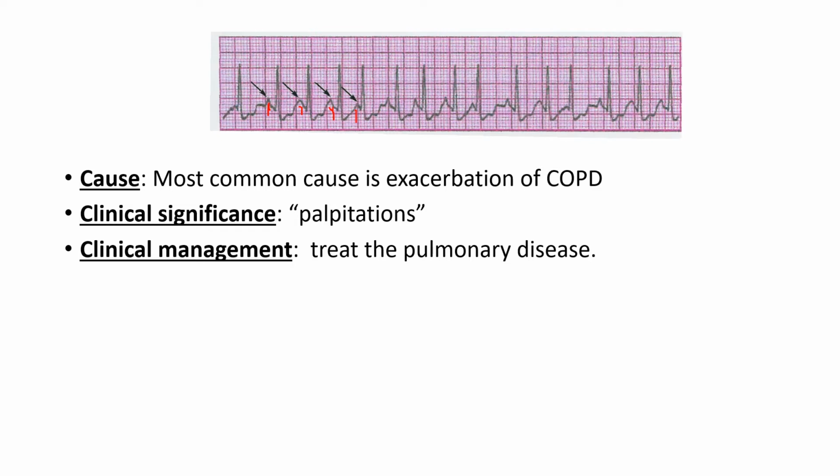Usually what's going to happen is these patients are going to have palpitations when their heart rate is up. And again, your management is to treat the pulmonary disease. Sometimes these patients may need a beta blocker or a calcium channel blocker to slow the ventricular rate down.